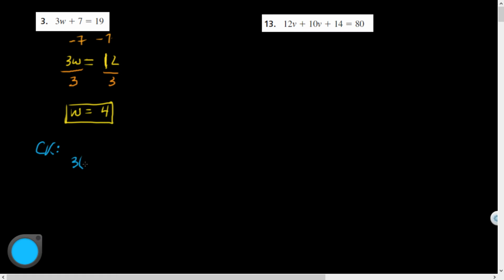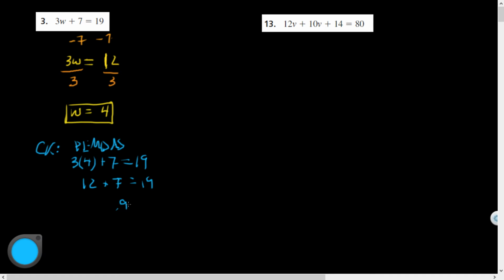And in order to do that, I plugged 4 in for W, and I want to see if it equals 19. Let's see. So to do a check, I'm not going to do algebra, which would be to like subtract 7 from both sides. Now for checks, I do PEMDAS. Okay, I'm just simplifying. I'm evaluating here. So let's see. 3 times 4 is 12. Plus 7, is that equal to 19? And 12 plus 7 is 19.